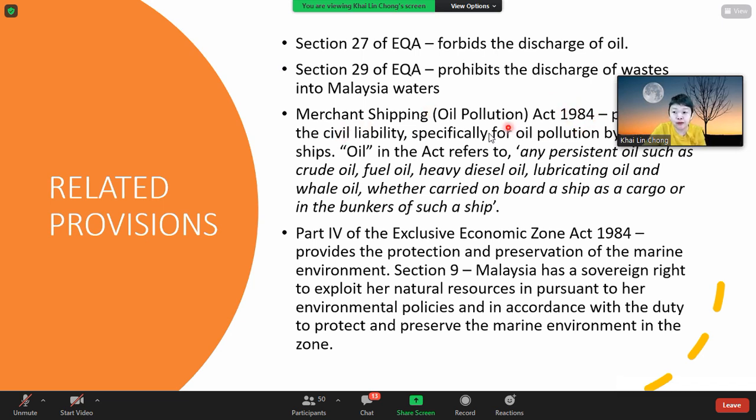Merchant Shipping Oil Pollution Act 1984. Yang ni akan berkaitan dengan semua jenis minyak. And then also we have part number 4 for the Exclusive Economic Zone Act 1984, protections and preservations of the marine environments.